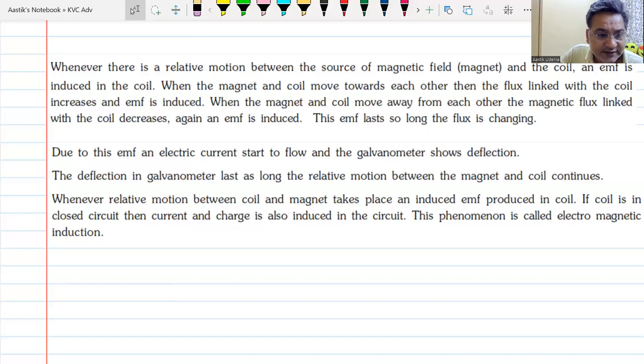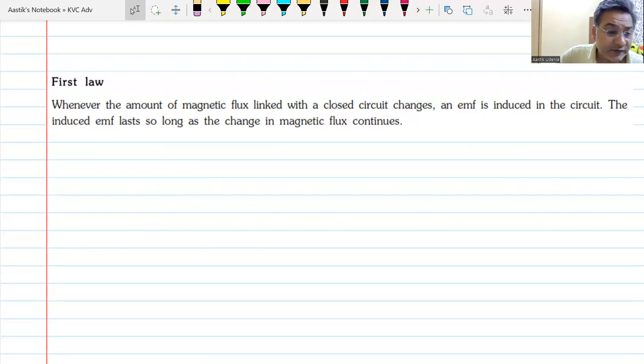Okay, since we understand this, we can now move on to Faraday's law of electromagnetic induction. We can divide it into two laws. The first Faraday law states that whenever the flux linked with a coil changes with time, an EMF is induced in the coil. And this EMF will be induced as long as the flux keeps on changing with time. This you can state as the first law.